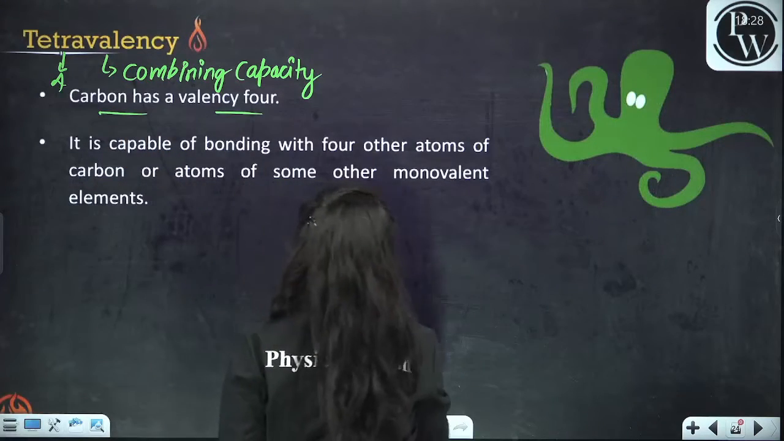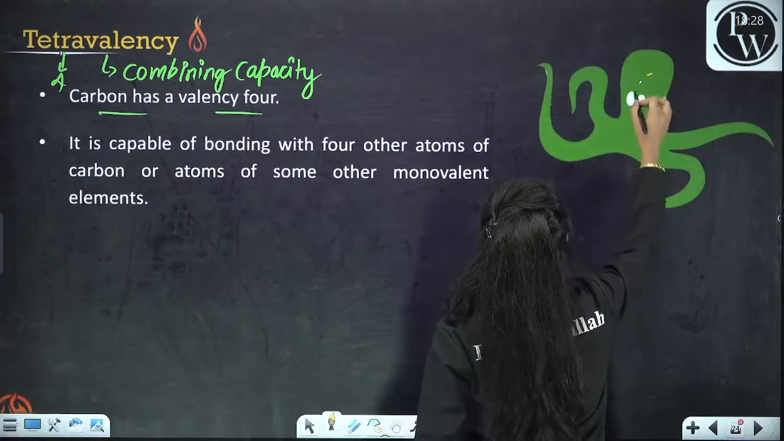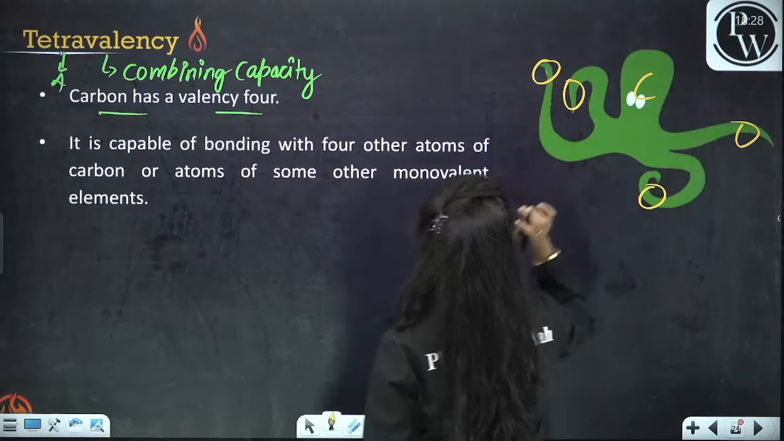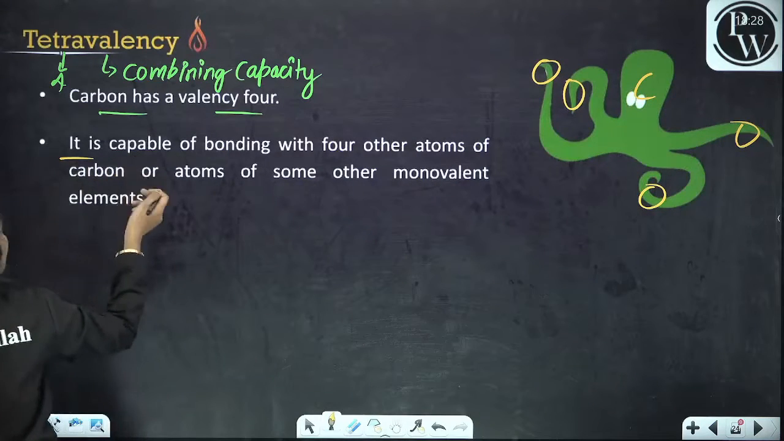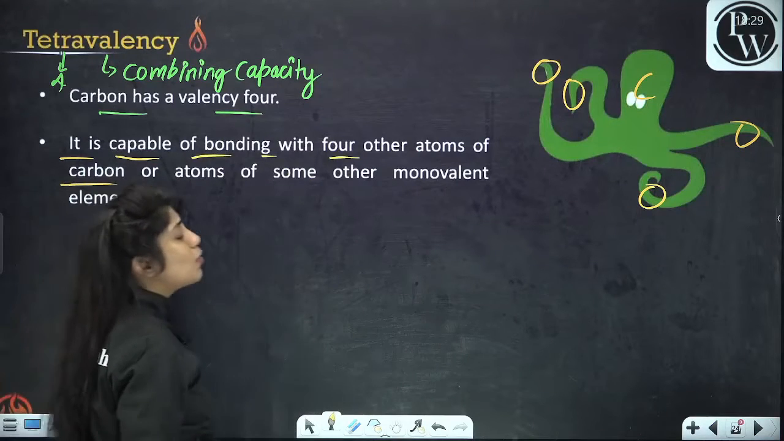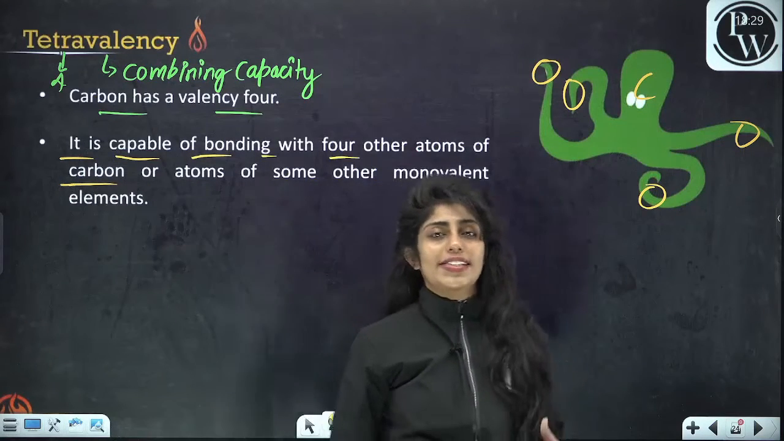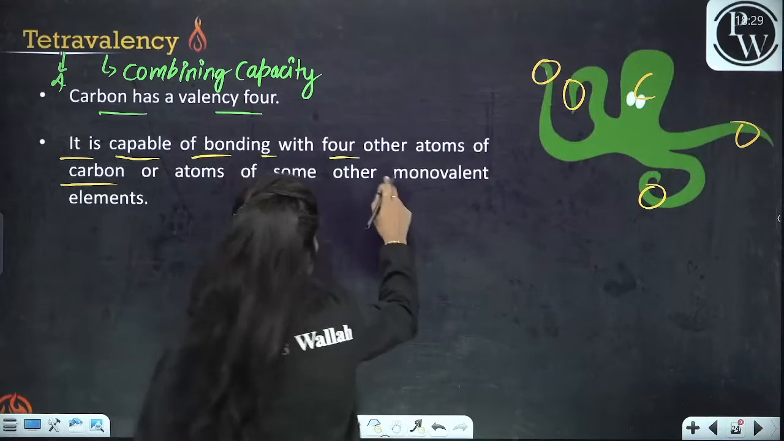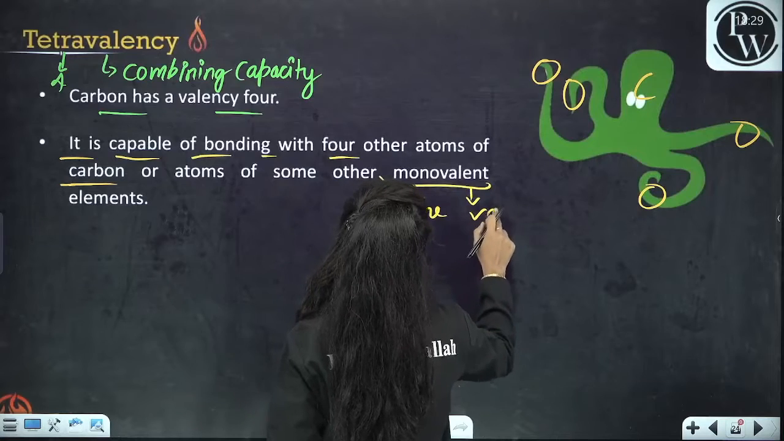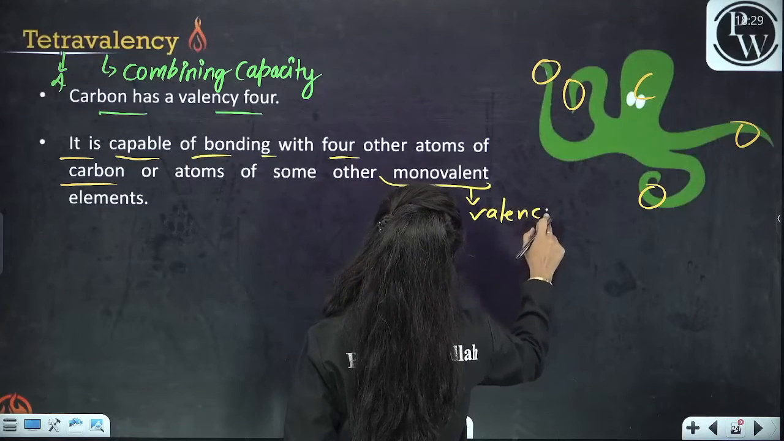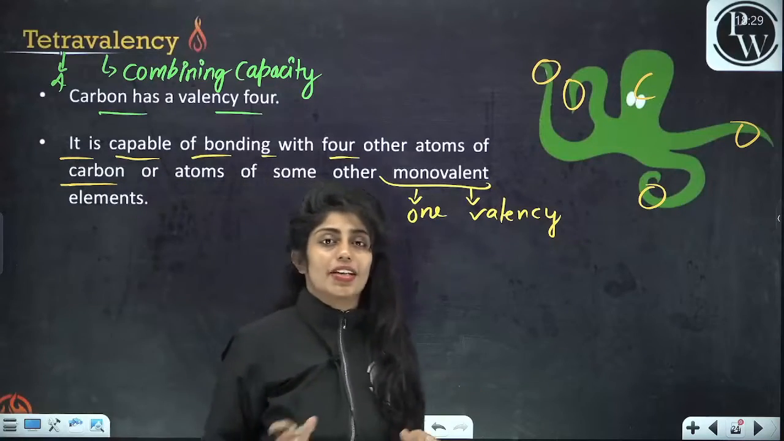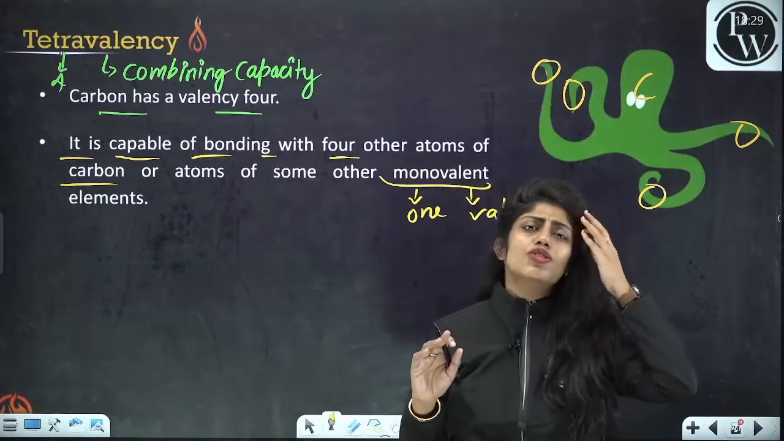Here you can see this octopus having 4 arms or legs, 1, 2, 3 and 4. You can imagine it's the carbon only. It is capable of bonding with 4 other atoms of carbon or atoms of some other monovalent atoms. What does monovalent mean? Mono means 1, valent means valency. Such as your hydrogen, chlorine, fluorine, bromine or iodine, etc. Are we done? So this is your tetravalency.